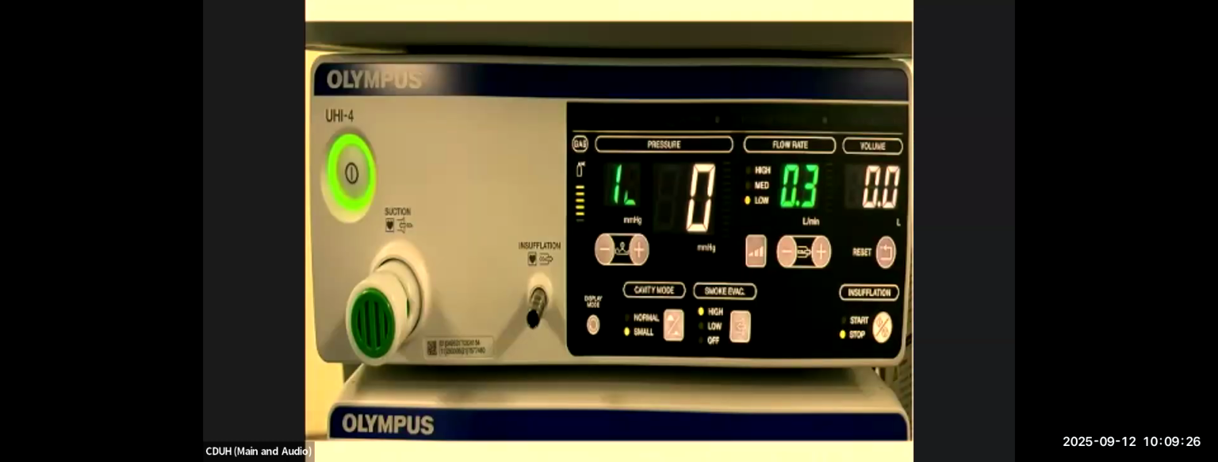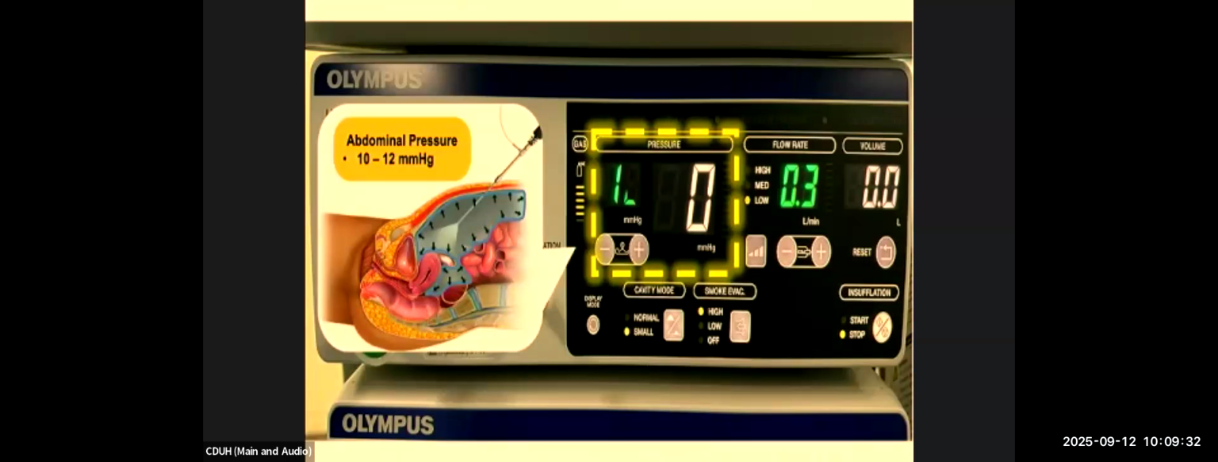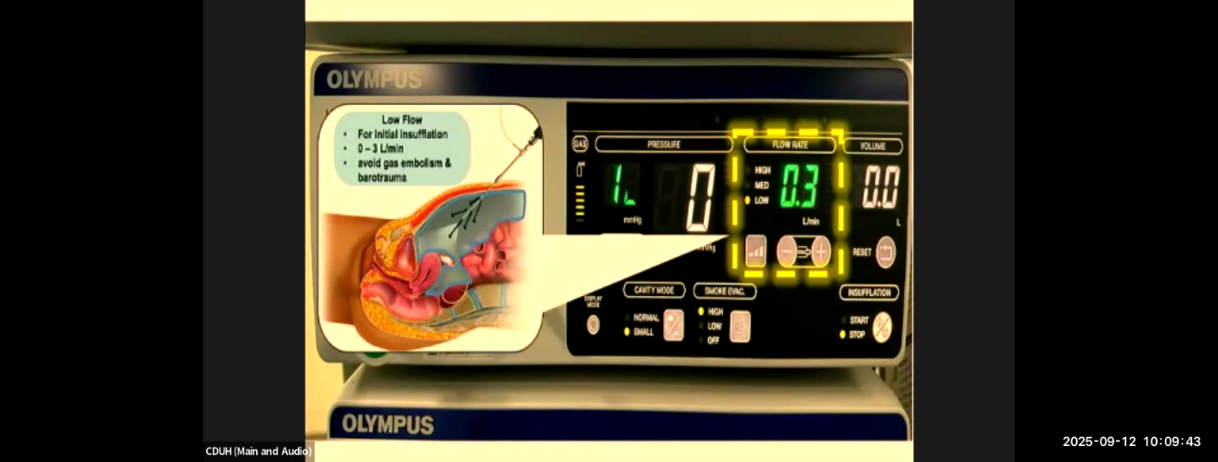Next is a laparoscopy insufflator machine. There are multiple functions, but basically there are four main things that I need to bring up to you here. Number one, the pressure. This is the pressure control. Usually we set around 10 to 12 millimeter mercury for the pressure control to do our laparoscopy surgery.